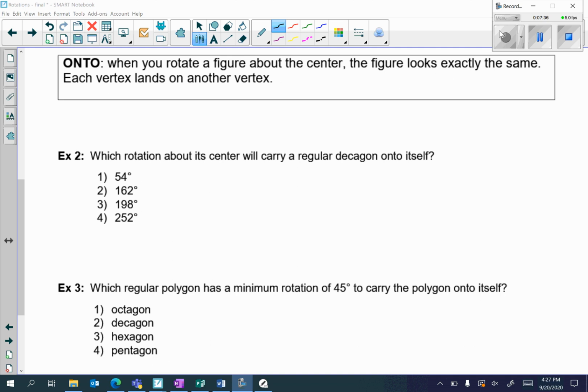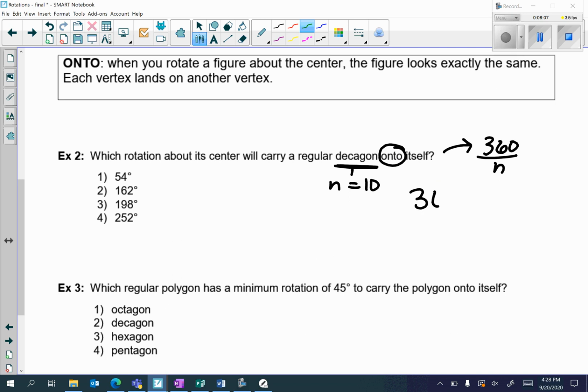In some questions, you may see the word onto. Onto means when you rotate a figure about the center, the figure looks exactly the same. Each vertex lands on another vertex. So let's take a look at these two example problems. Which rotation about its center will carry a regular decagon onto itself? I see the word onto, so that makes me think of 360 divided by n. A decagon has 10 sides, so I have to do 360 divided by 10.